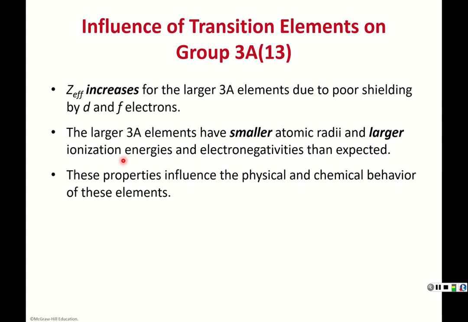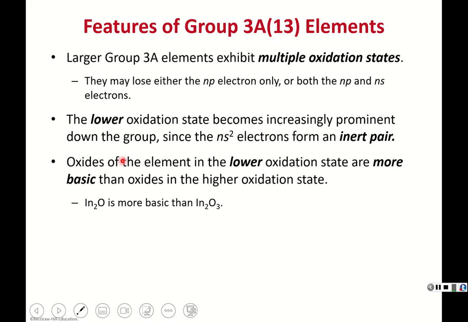Right, so these properties are going to influence the physical and chemical behavior of these elements. So what are some features? Well, the larger group 3A elements exhibit multiple oxidation states. They can lose only the p electron and be a +1 state, or they can lose the p electron and the two s electrons and be a +3 state. So aluminum, being higher up in that group, is always found in the +3 oxidation state. But some of the elements lower in that group can be either +1 or +3.